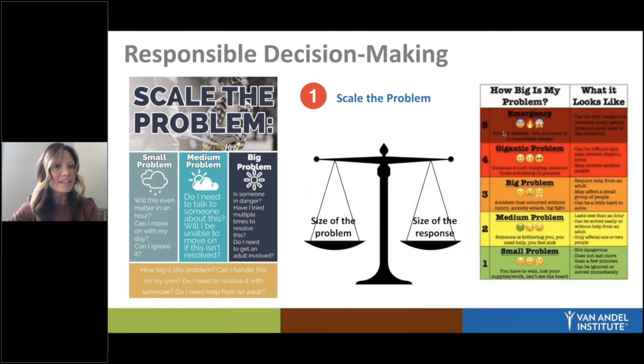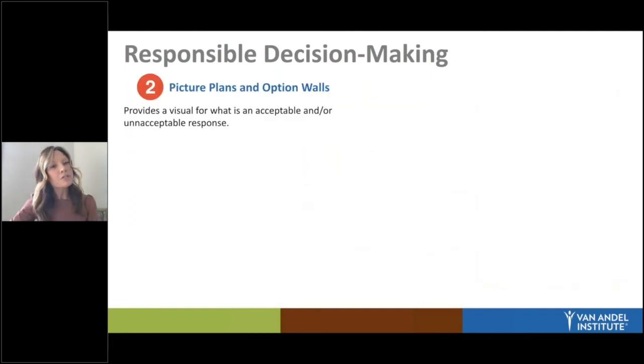There's some resources I've linked also on the HyperDoc that can help with this too. Picture plans and option walls. Sometimes it's one thing to tell our kids what it is they should do, as opposed to actually showing them, right? We really want to show them and for them to see the process that they should take in response to a problem or a conflict. So providing a visual for that of what is acceptable and unacceptable is important.